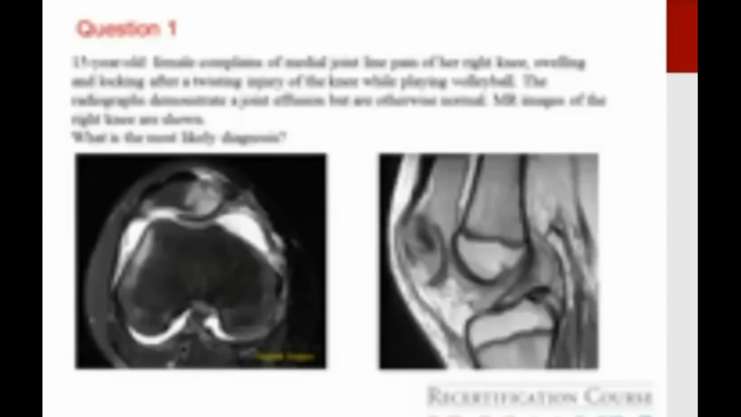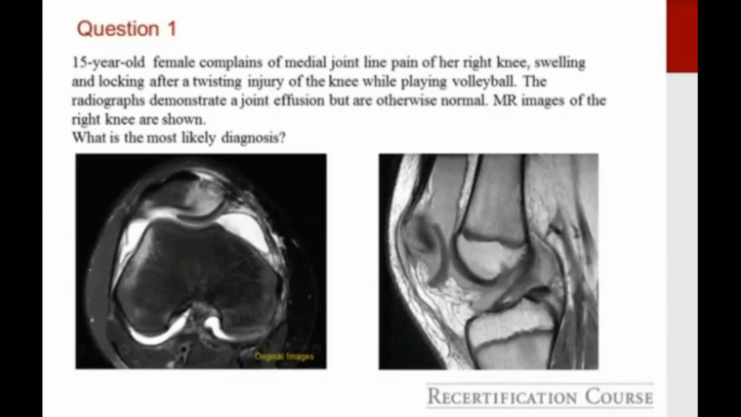So now we're just going to go through a couple questions just to show you some examples of what you might face as far as MR imaging examples. And so this is question number 1. A 15-year-old female complains of medial joint line pain of the right knee, swelling and locking after a twisting type injury of the knee while playing volleyball. The radiographs demonstrate a large joint effusion but are otherwise unremarkable. MR images are shown below. What is the most likely diagnosis?